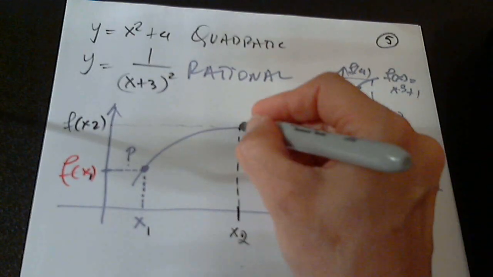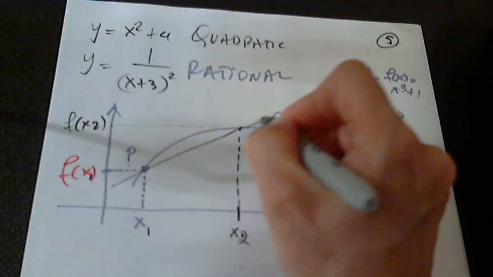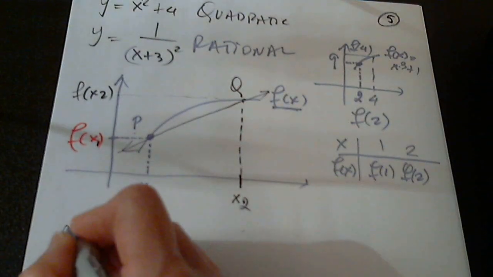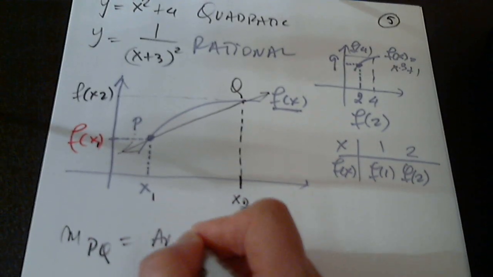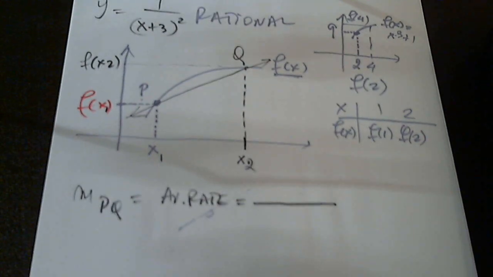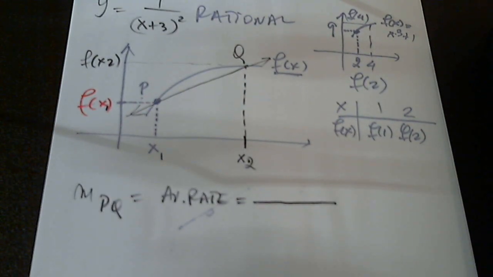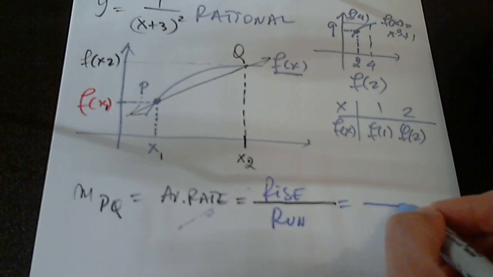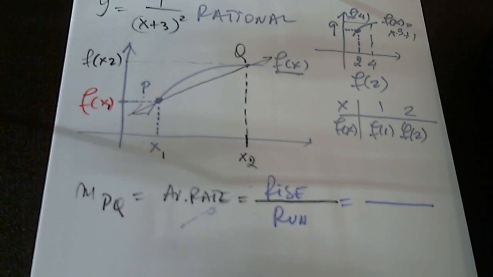Perfect. So now, if I want to determine the average rate of change between P and Q, so the slope of PQ, which is the average rate of change, will be what? Can anyone tell us the slope formula? Rise over run. Yes, excellent. Rise over run, which is perfect in this particular case. What is the rise? What is the run?